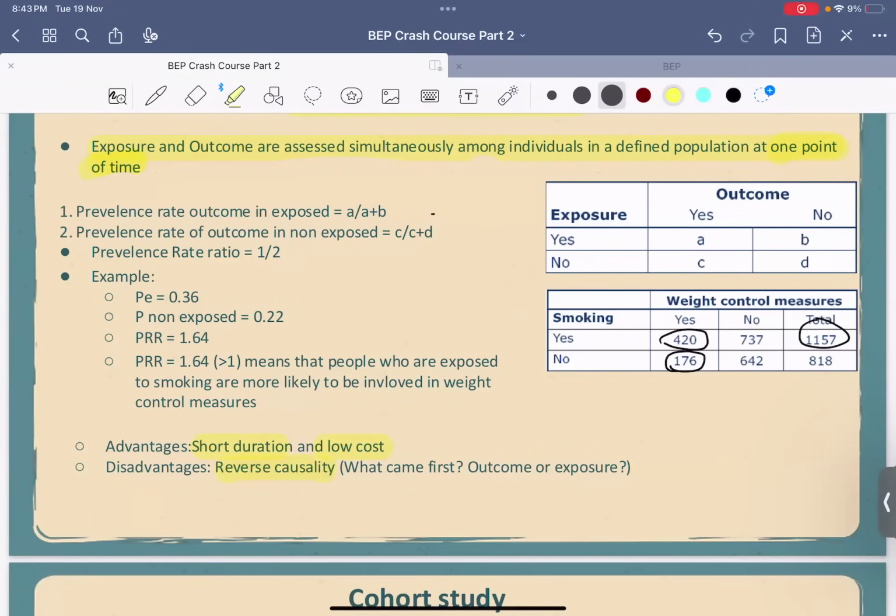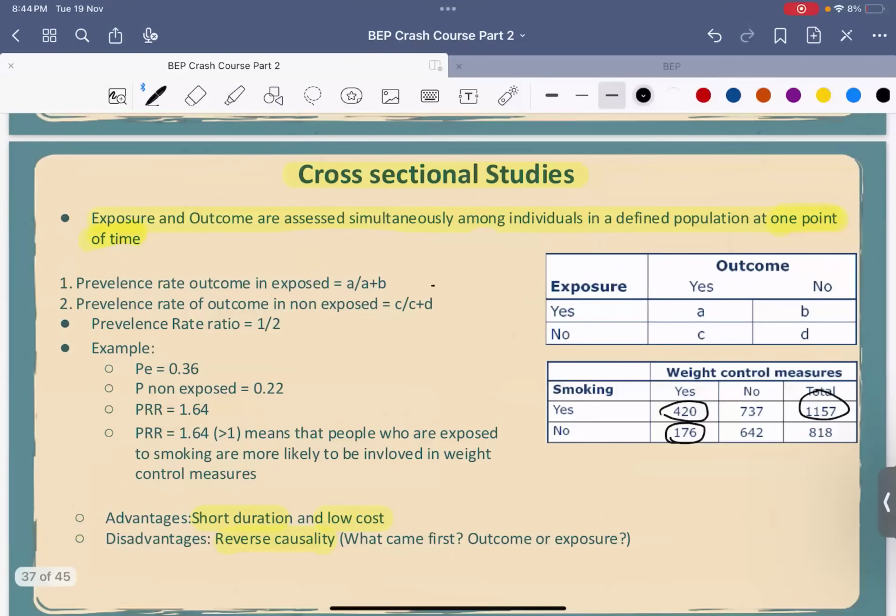The disadvantage is reverse causality. Because we're assessing the exposure and the outcome at the same time, we don't know what comes first. But if we're not doing exposure and outcome at the same time, we know exactly what came first, whether he was exposed or the outcome came first. So we cannot establish causality. We cannot say that one led to the other. What came first, outcome or exposure? Maybe people who go to weight control lead to smoking, maybe not; it's not the other way around. Reverse causality is the biggest disadvantage of cross-sectional studies.